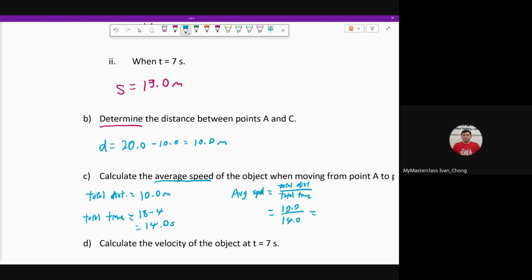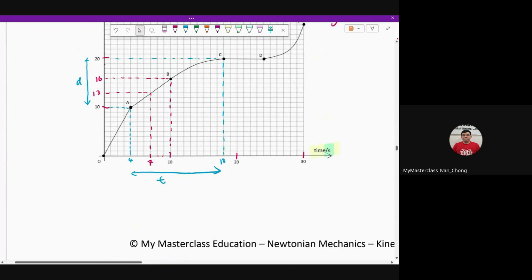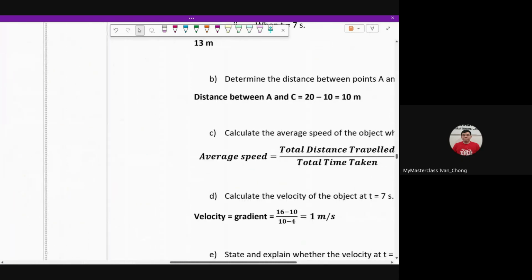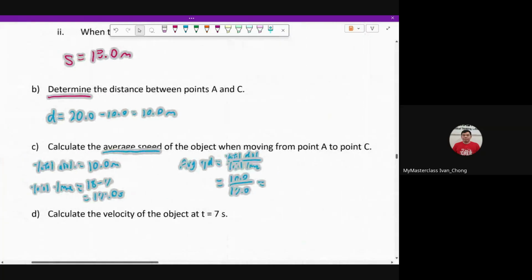Okay, did I calculate wrongly? Because I remembered that the values are... hang on, give me a second. Okay, so 10 divided by 14. Okay, the number is supposed to be weird.